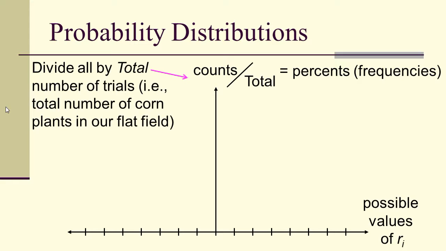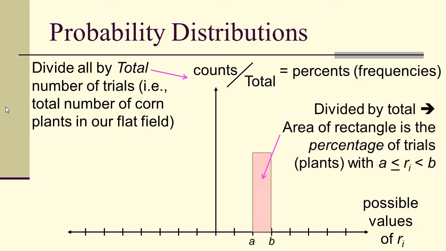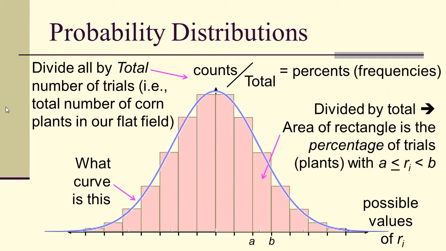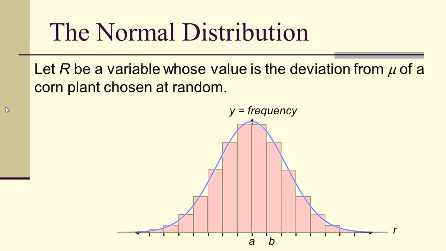So let's look at it in a different way. Let's divide by the total number of trials, and the counts over the totals will now be percents or frequencies. Now the area of each rectangle is the percentage of trials in which R sub I was between A and B. And once again, we'll get the same curve because all we've done is rescale the y-axis. And what is this curve? Well, it's a curve that corresponds to a variable R. R is a variable whose value is the deviation from mu of a corn plant chosen at random. And little r is the possible values of that capital R variable.